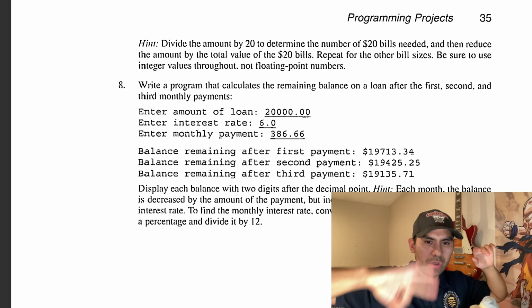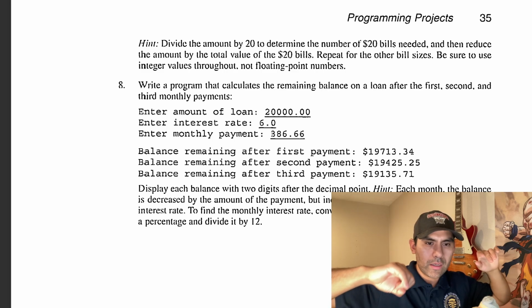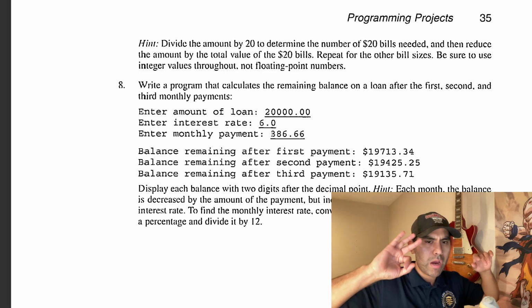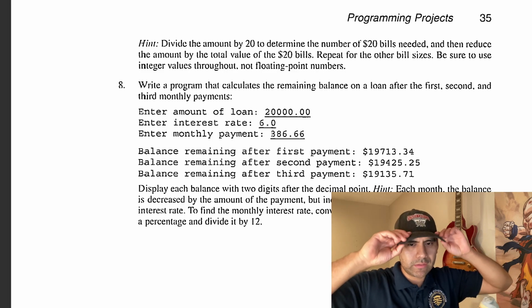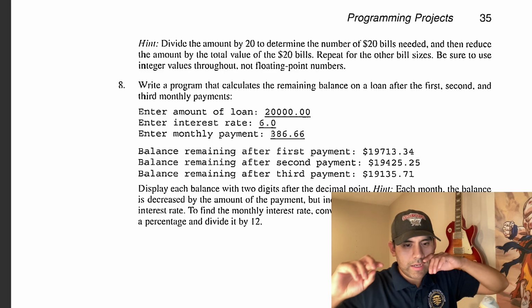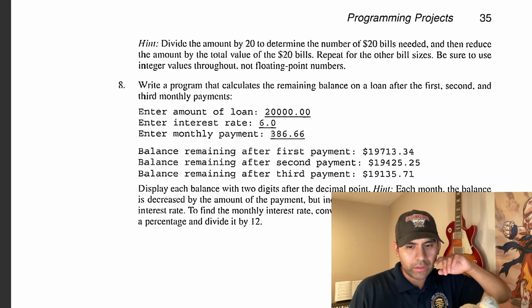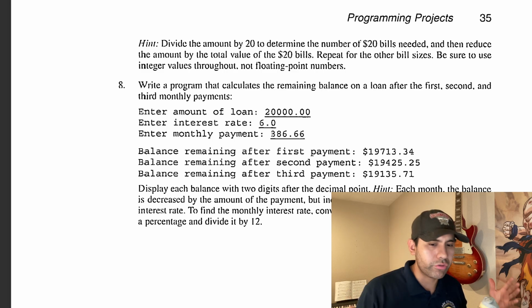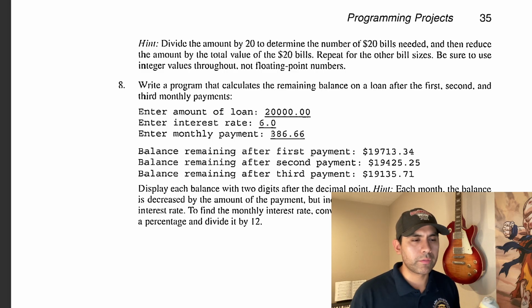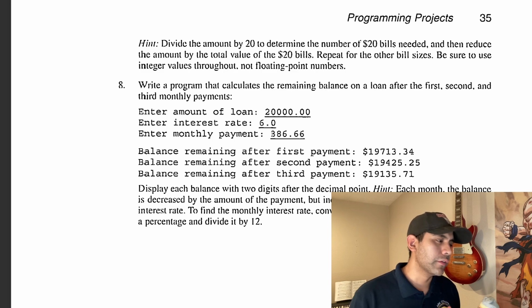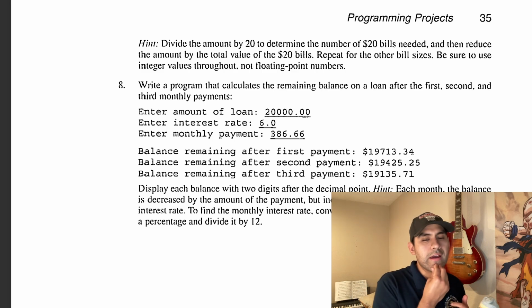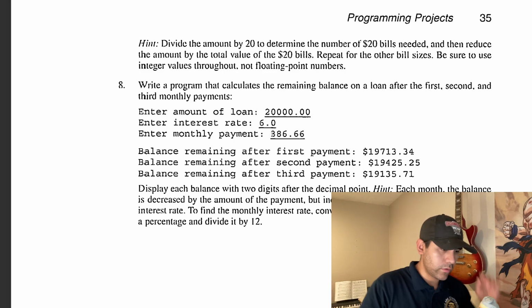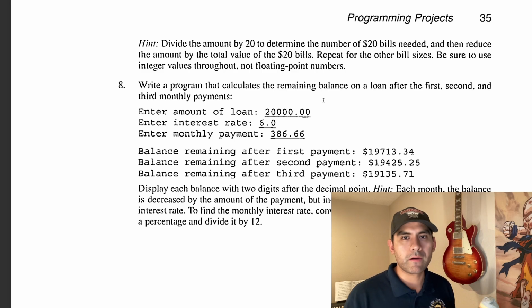So we got 3 things that we need: the amount of loan, the interest rate, and the monthly payment. Okay, and then to find the monthly interest rate, we have to convert it to a percentage, so divide by 100 and then divide by 12, because I'm guessing there's 12 months in the year, correct? Yeah. All right, so let's get cooking.